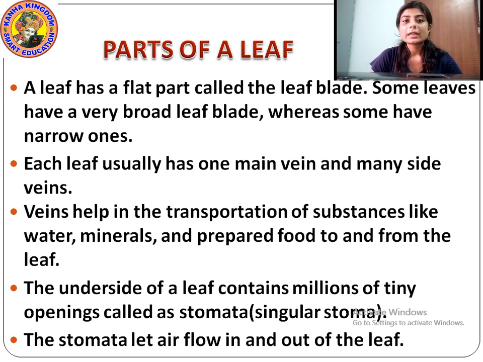And on the underside of the leaf there are millions of tiny pores, called stomata, which help in the exchange of gases. The stomata let air in and out of the leaf. It takes in carbon dioxide from the atmosphere and it gives out oxygen. Understood? The exchange of gases is done through the stomatal pores present in the leaf. Understood?